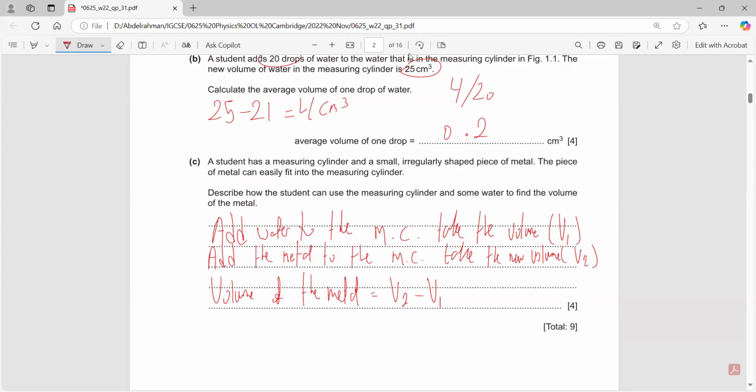Okay. 4 marks. That's a lot. 4 marks is a lot. It's 5% of your total paper 3 grade.